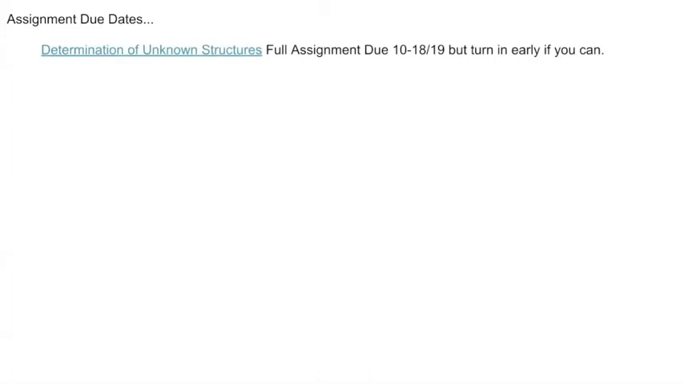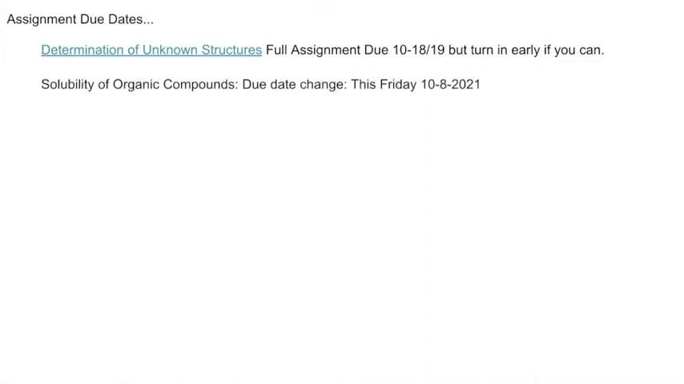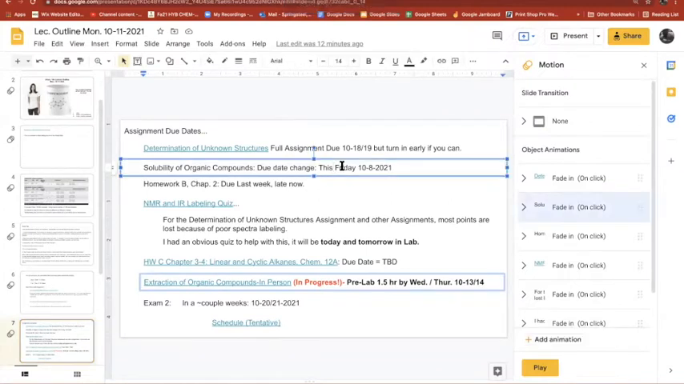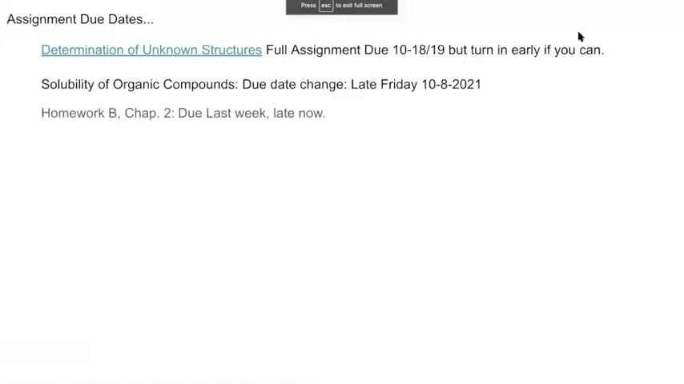Determination of unknown structures. The full assignment is due then, but I'm already getting them turned in. I think everyone has their spectra they need for this, so label them up, turn them in. And then solubility of organic compounds. That's not this Friday, that was last Friday. So turn that in if you haven't already. That one's getting late. Homework B, that was last week, it's late now, turn it in.